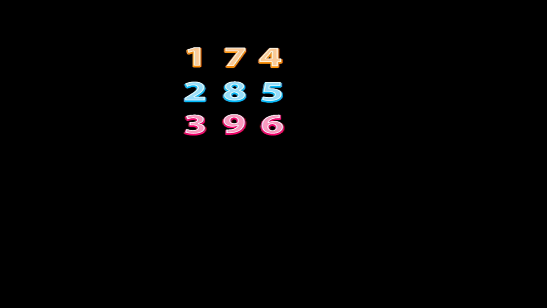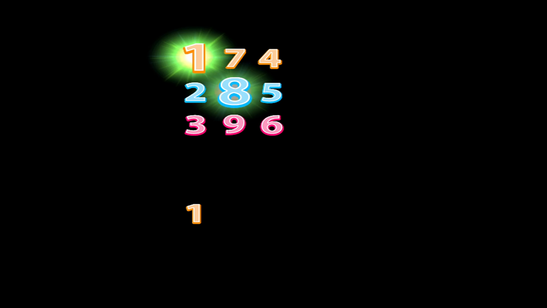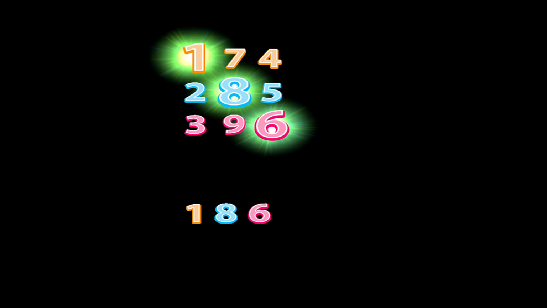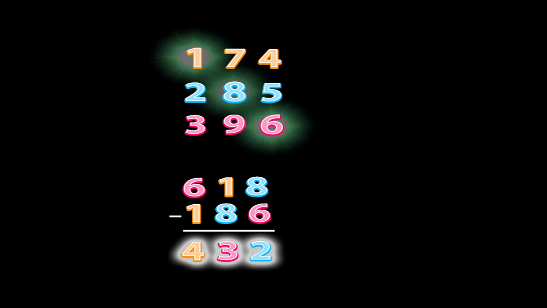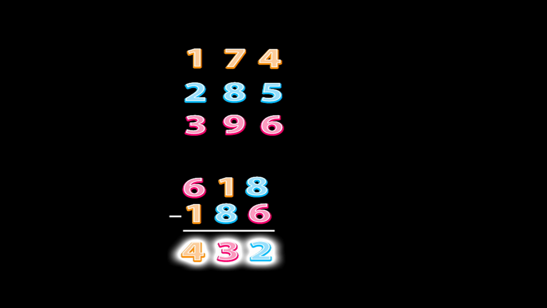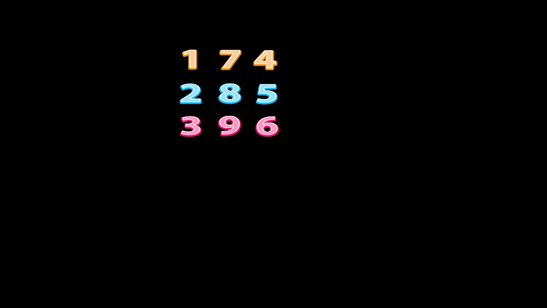series of matrices. And in this graphic you see a 1, 7, and a 4 over the 2, 8, and a 5, and then over the 3, 9, and the 6. So I went 1, 8, 6, and then subtracted that from its shifted pair of 618, and that gave me 432, which I thought was pretty interesting, so I kept on.